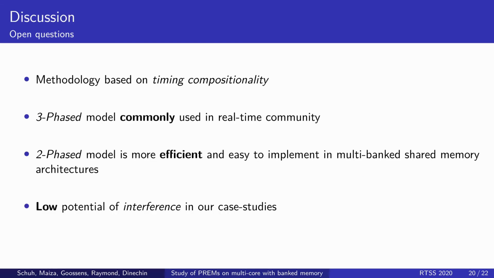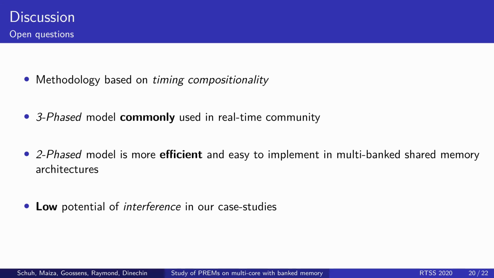Now, moving on to the discussion and some open questions that we can raise from these results. All our methodology here is based on the timing compositionality property of the architecture. And a proof of the existence of such timing compositionality has not been yet developed and could greatly benefit all the works that are based upon the worst case response time computation of a system. We have also seen in our survey that the three-phase model is more commonly used in the real-time community, even though our results show that the two-phase model is more efficient and sometimes easier to implement.